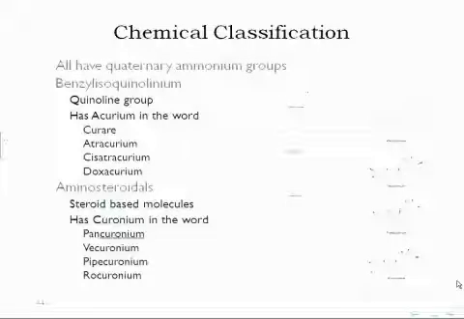The aminosteroids, on the other hand, are steroid-based molecules. You can see their steroidal structure, like anything else that has a steroid structure, such as cholesterol. And the wording inside the name is "curonium," C-U-R-O-N-I-U-M. Anything that has curonium in it is basically an aminosteroid. The major ones we're going to talk about are pancuronium, vecuronium, pipecuronium, and rocuronium. Pipecuronium I'm going to throw out; you won't have to worry about that on the test. Pipecuronium is a very long-acting muscle relaxant that's almost never found anymore.